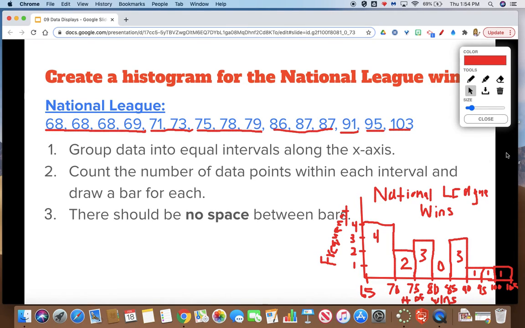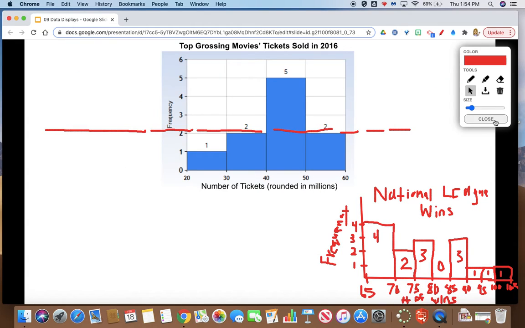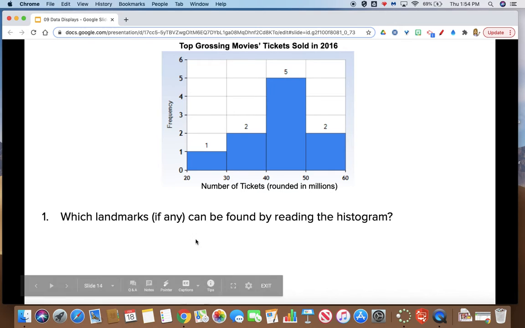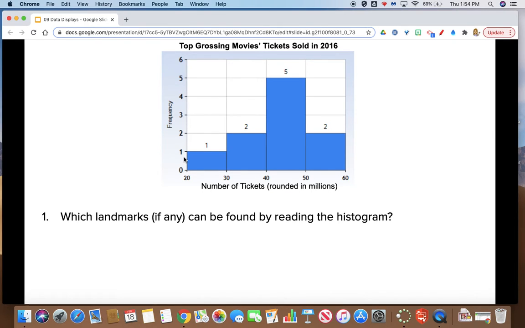Let's go on and analyze a histogram. This is top grossing movie tickets sold in 2016. These are number of tickets rounded to millions, and this is how many times a data point in that interval occurred. Which landmarks, if any, can be found by reading this histogram?